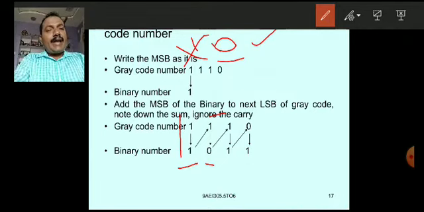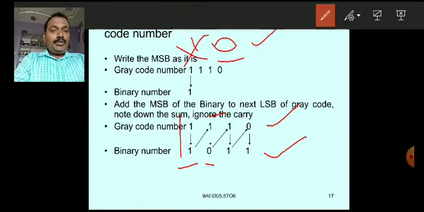Next diagonal bits, you observe 0 and 1. 0 plus 1 is 1. Sum is 1, carry is 0. Next diagonal bits 1 plus 0 is 1. So this is the Gray number, and this is the binary number. So this is the way of converting Gray number into binary codes.